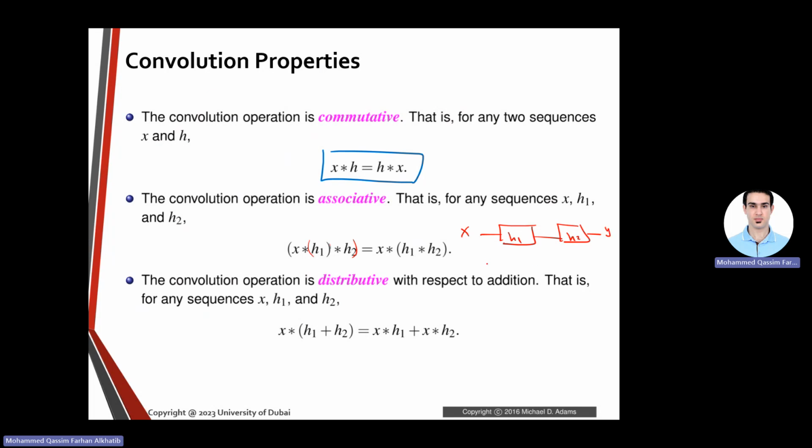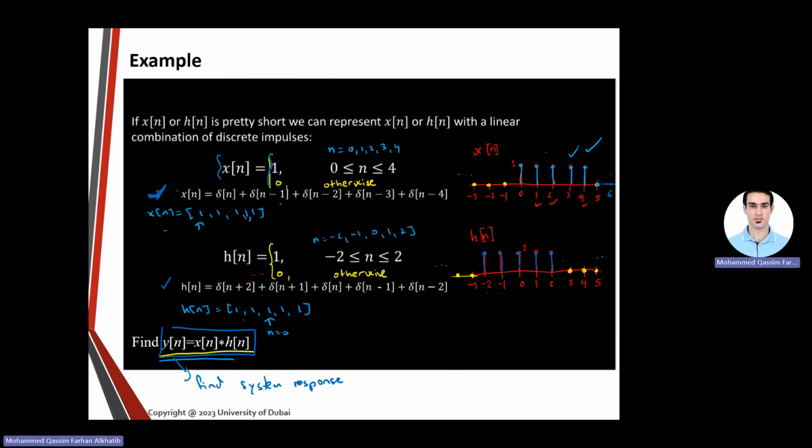And assume your input is x and the output is y. So you can finish x convolves h1 initially, then you convolve the result with h2, or you have the equivalent system, h1 convolve with h2, then you convolve the result with x. Distributive, it's like multiplication. When you have 2 systems like this and you have the convolution, you can distribute it at each one of them. All right, so this is just some properties for convolution.